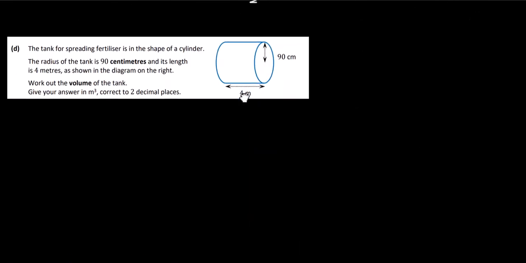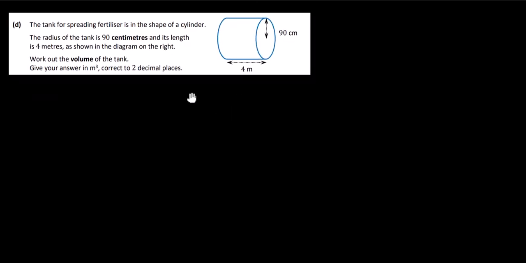Okay, next one. The tank for spreading fertilizer is in the shape of a cylinder. The radius of the tank is 90 centimeters and its length is 4 meters as shown in the diagram on the right. Work out the volume of the tank. Give your answer in cubic meters correct to 2 decimal places.